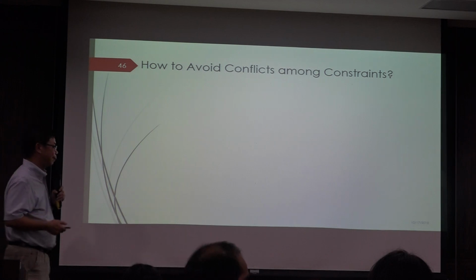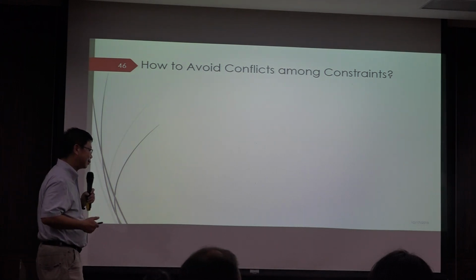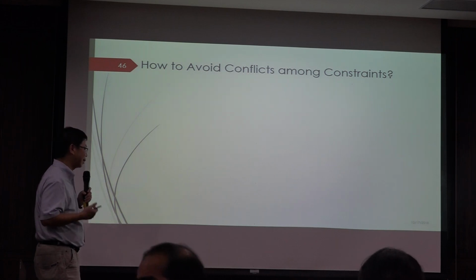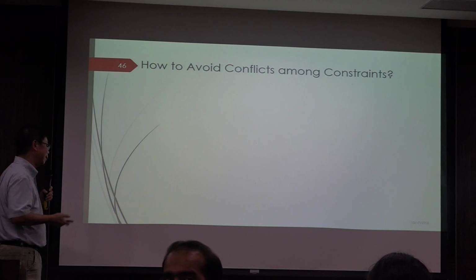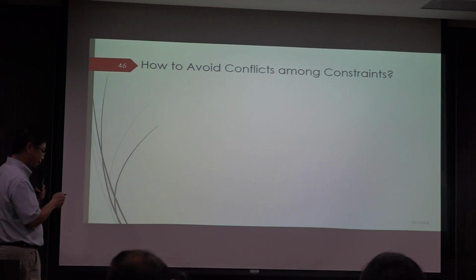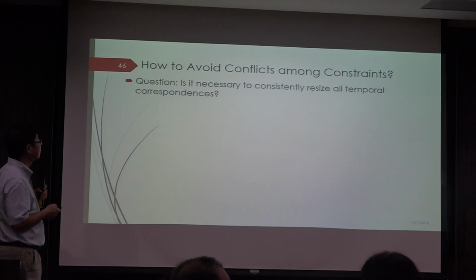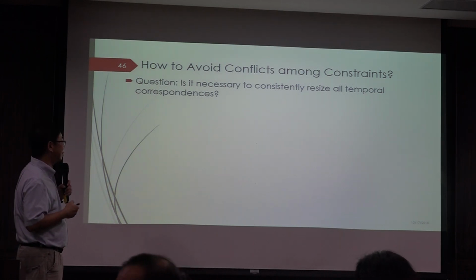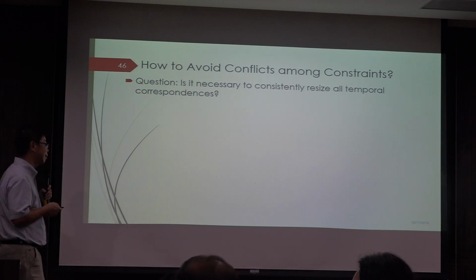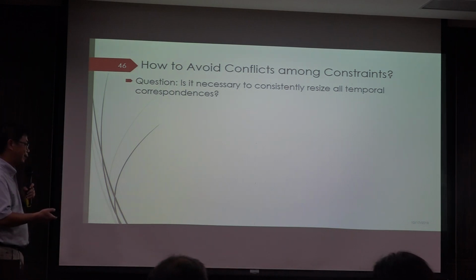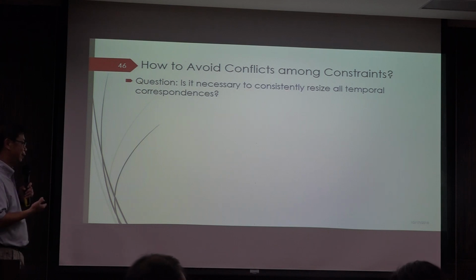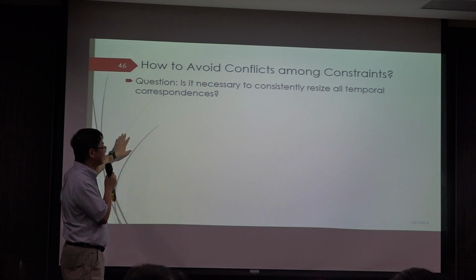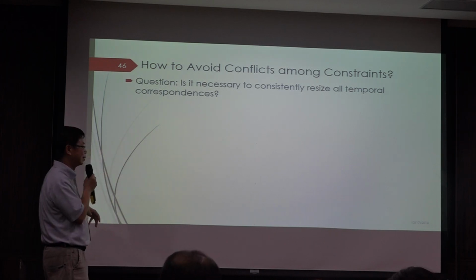So what types of regions can we relax the depth constraints and the temporal constraints on, so as to avoid such kind of constraint conflicts. The question is: is it necessary to consistently resize all temporal correspondences? This is the goal of the temporal constraint. We can maintain the temporal coherence by imposing the constraint of consistently resizing all temporal correspondences for one region.